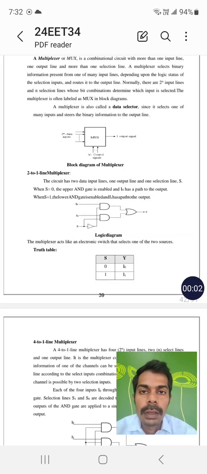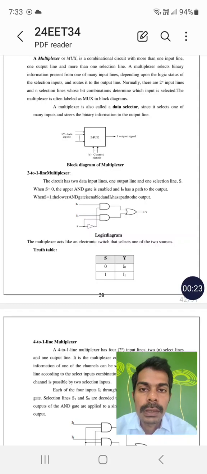Hi everyone, in this video we are going to see about the multiplexer. It is also called as MUX. It is one of the combinational circuits which has more than one input line and only one output line, and this should be performed with more than one selection line in the multiplexer.